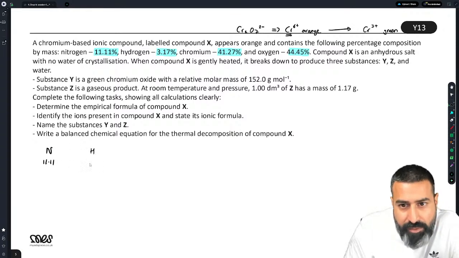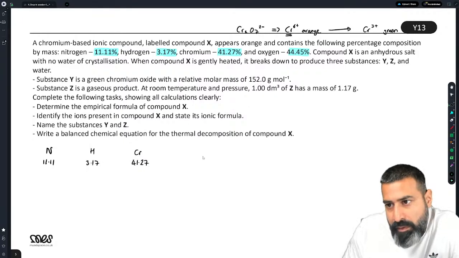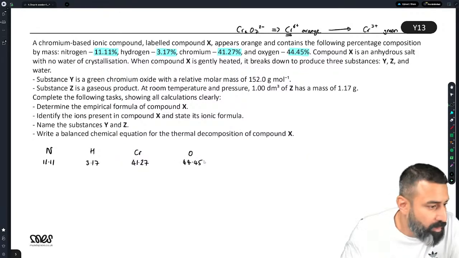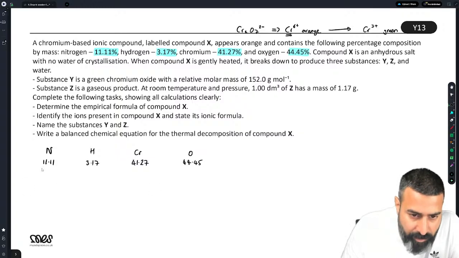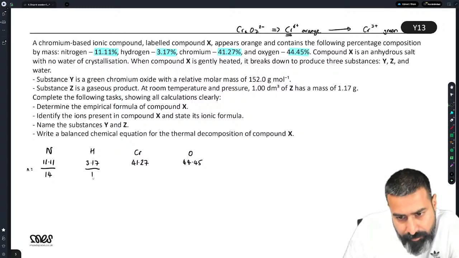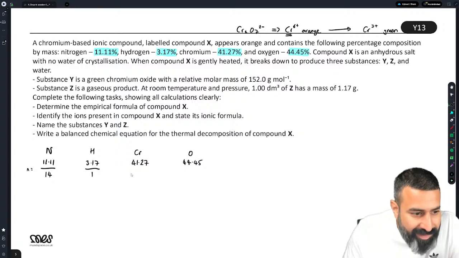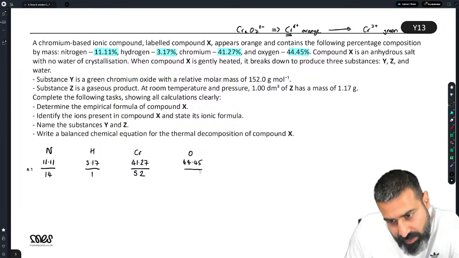Have a go yourselves as well. Hydrogen is 3.17. Chromium, which is 41.27. And oxygen, which is 44.45. Okay, cool. So then what are my ARs? Well, I'm going to divide these by the AR to get the number of moles of that element in the compound. And chromium is what, 52? Yeah, and oxygen is 16.